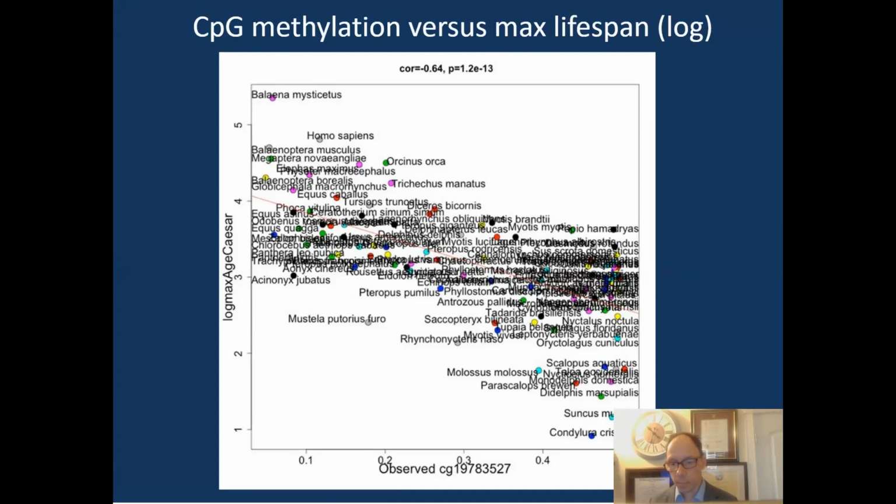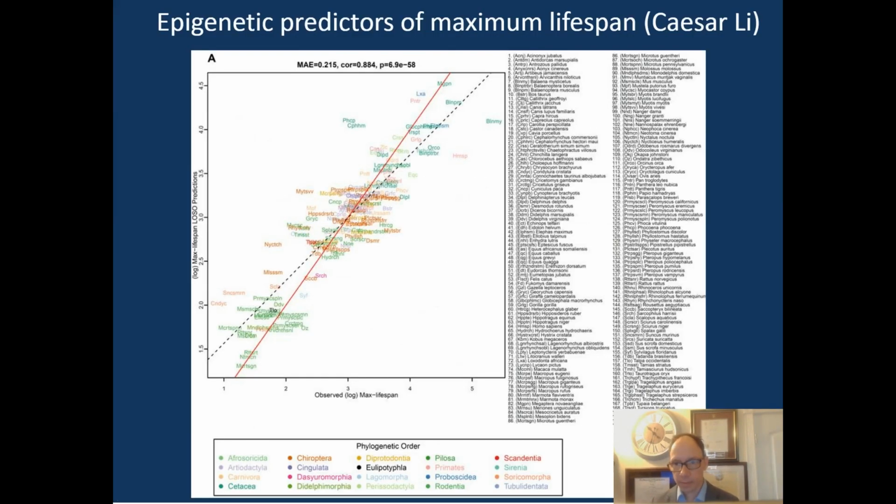Can you build a more accurate estimate of maximum lifespan? And the answer is yes. Cesar Lee in my lab has developed a multivariate predictor of maximum lifespan based on a penalized regression model. Here each dot is a different mammalian species, and the correlation is 0.88. So these estimators work remarkably well.